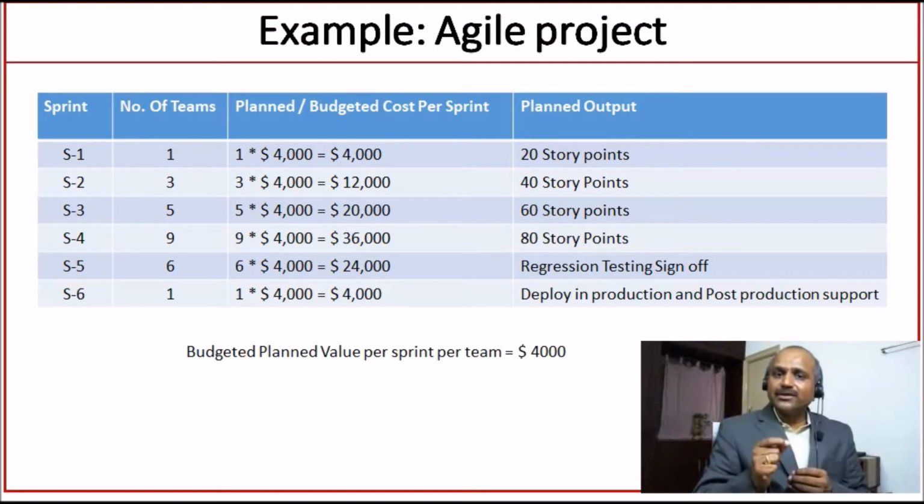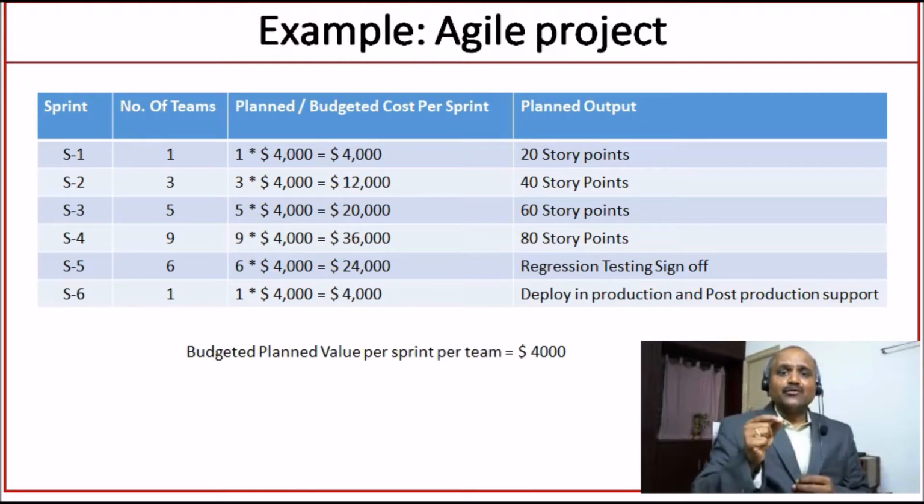How do we derive this value? The number of people in a team multiplied by their hourly rate multiplied by the number of days. In a sprint, we have 10 working days, that is 2 weeks. So, with this calculation, we arrived at planned value. So, planned value per team, if they work for a sprint, is $4,000.